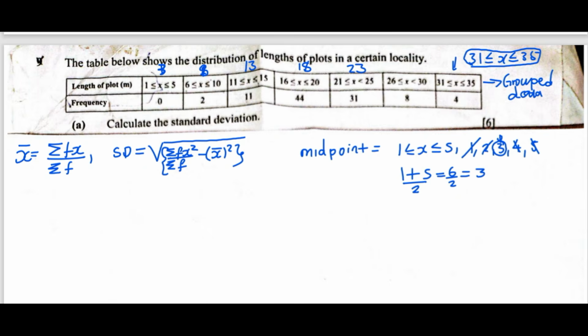Then for this one it will be 26 plus 30 is 56 divided by 2. So I have 28 here. Then 31 plus 35 is 66 divided by 2. So we have 33 here. So all these numbers on top here represent the midpoints. Now, since we have the midpoint, let's find the mean. So we know that mean is equal to summation of frequency times midpoint: 0 times 3 plus 2 times 8 plus 11 times 13, then over the total frequency.